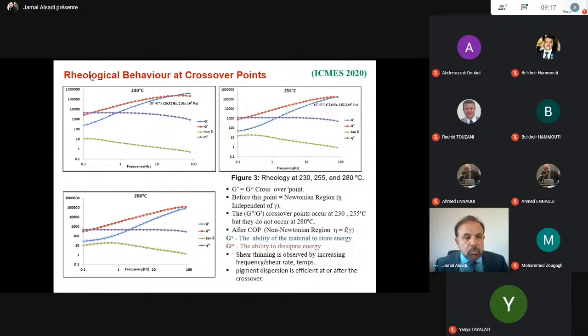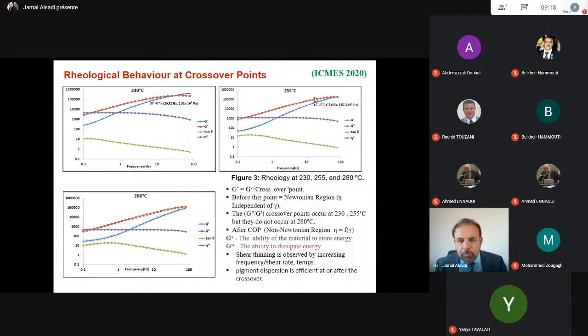Here is the important one, the rheological behavior. As you see, I did the rheological test for 230, 255, and 280. At any one of them, when you increase the frequency, you can see the viscosity start decreasing, showing shear thinning. Then the tan delta also starts decreasing. Here the loss modulus and storage modulus also increase. They cross at this point, which we call the crossover point, which I give a value of about 26 hertz, at 10 to the power 5.